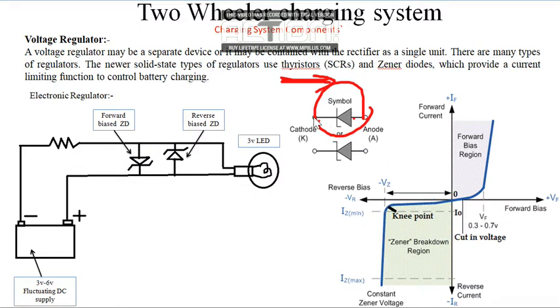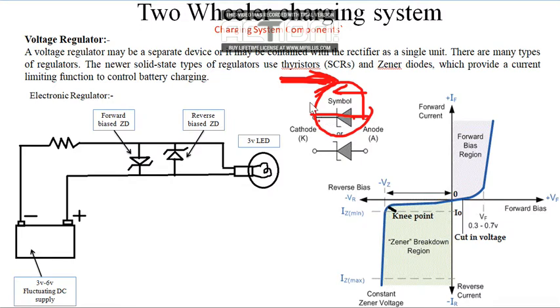I repeat, whenever this Zener diode is arranged in a circuit in such a way that the direction of flow of current is opposite to the direction of the arrow of this diode, here the arrow of the diode is indicating this direction, but if current is flowing in the opposite direction, then what happens?